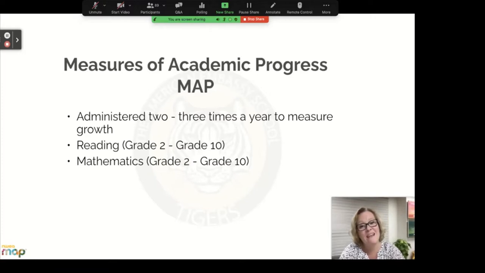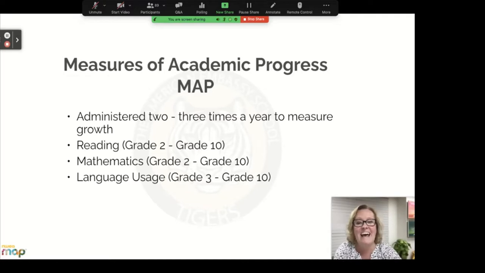We also give the math assessment for grades 2 through 10. They don't need to bring a calculator in. The calculator automatically pops up on the screen if it's available for a particular question. And then we give the language usage assessment in grades 3 through 10. Now, some people say, why are we giving reading and language usage? Well, they're looking at 2 different components to a balanced literacy program. With reading, we're really looking at their analysis of themes, of details, of those key elements. With language usage, we're looking at their grammar. So it's that balanced literacy program that we're trying to get the data for.